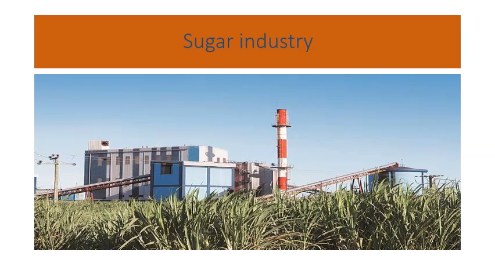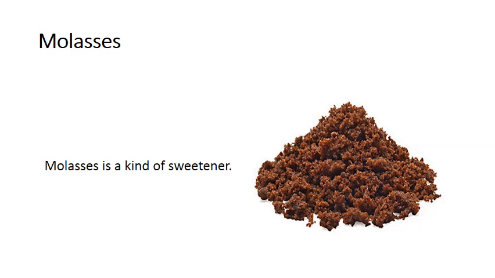This process involves removing the thick, dark brown syrupy juice. This thick, brown syrupy juice is called molasses. Molasses is obtained from raw sugar. My dear students, you can see the picture of molasses. Molasses is a kind of sweetener. It is obtained from raw sugar.